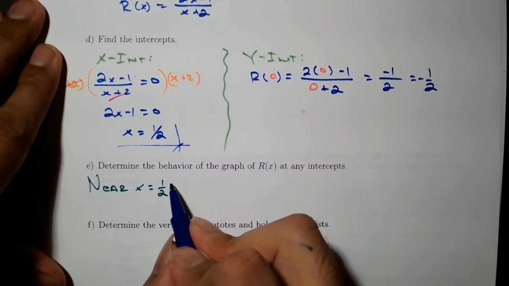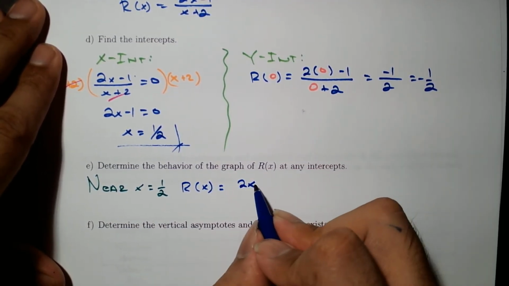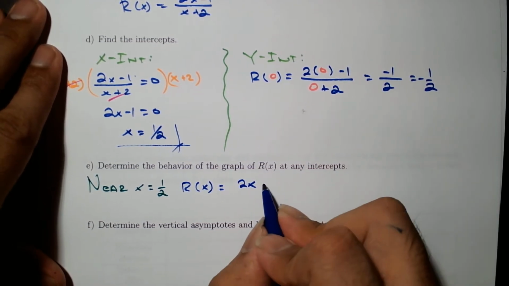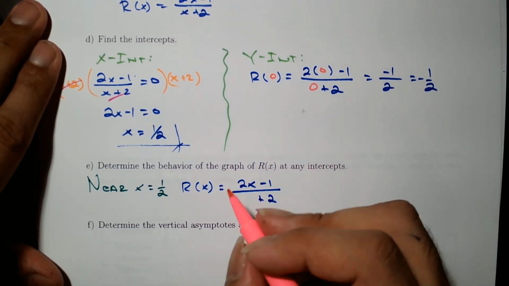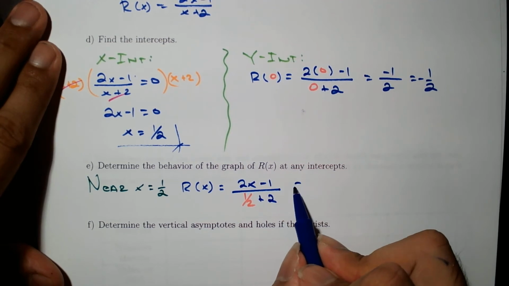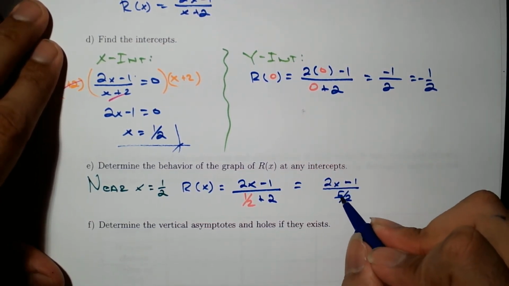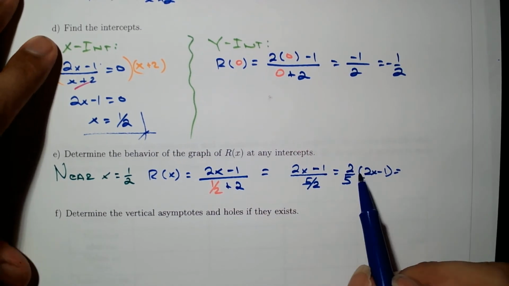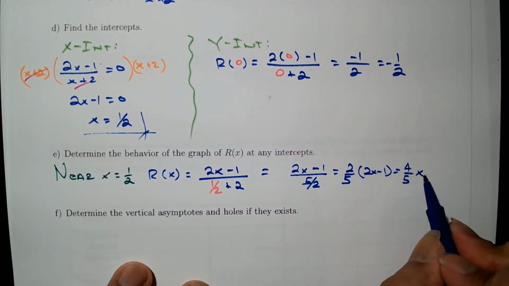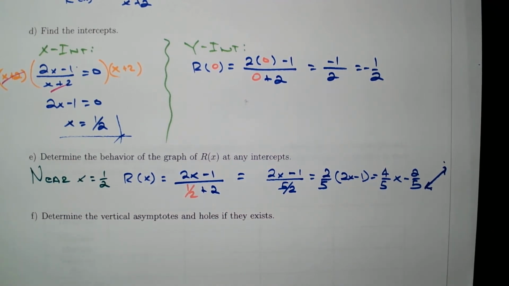We are going to do r of x, which is approximately 2x minus 1 divided by x plus 2. We don't put the 1/2 in the denominator because otherwise it makes our denominator equal to 0. In this case that x plus 2 is going to be with 1/2. So 1/2 plus 2 is 5/2. Dividing by a fraction is the same as multiplying by the reciprocal, 2/5 times 2x minus 1, which, distributing, is 4/5 x minus 2/5. In other words, this is going to behave like a line crossing the x-axis, going from negative to positive in this direction.